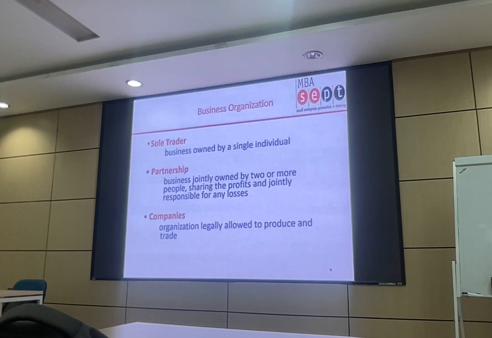So these are 3 types of business organizations. First is the sole trader. It means the business owned by only one person. The other type is the partnership. That's the business jointly owned by 2 or more people. They share profits and joint responsibility for any losses. And the last type is company.